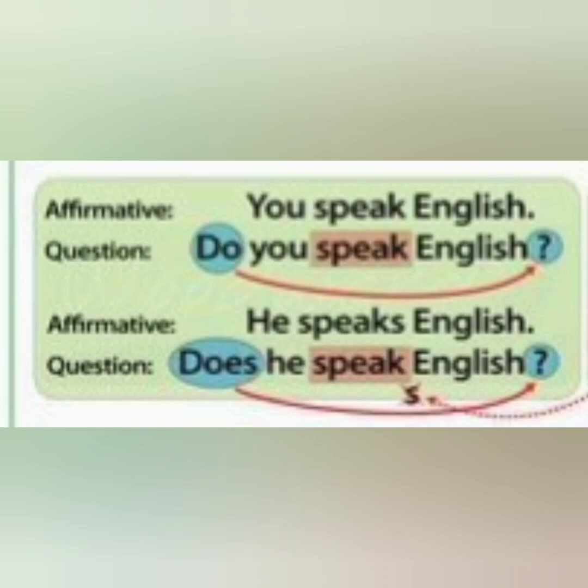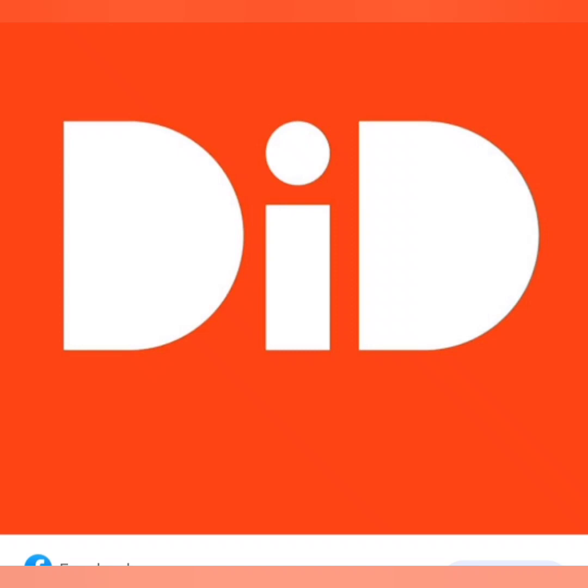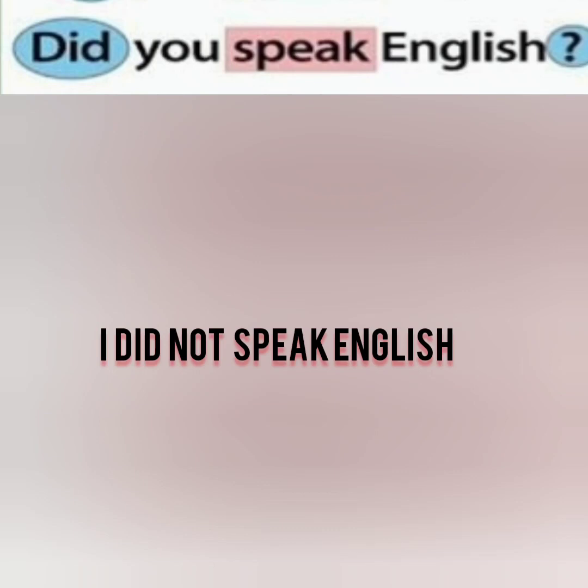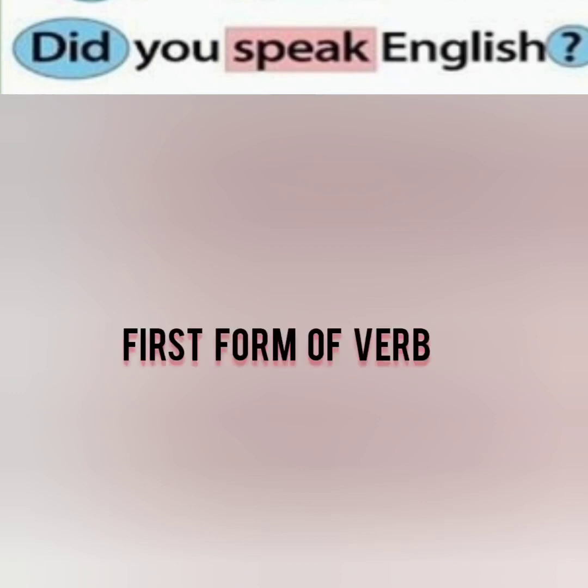Okay children, the same rule is followed with did. For example, now see the sentence. Did you speak English? This sentence is a question. Now, in a negative sentence, I did not speak English. Children, always remember that did is always used with the first form of the verb.